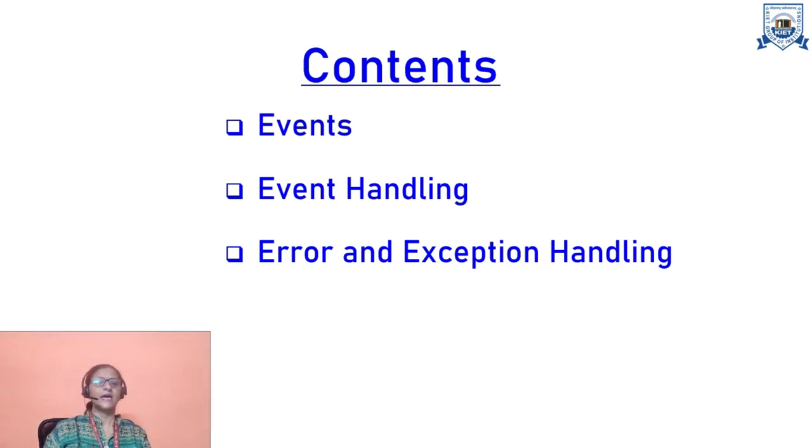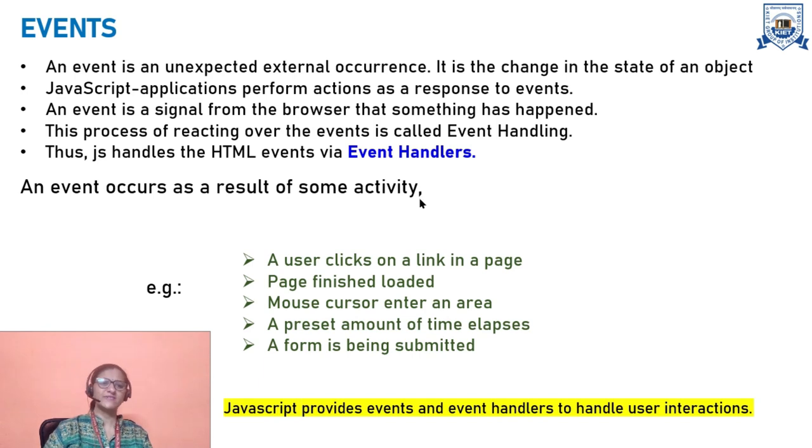Today, I'm going to cover the topic events, event handling, and error and exception handling. So let us start. What are events basically? They are any external occurrence. It is the change in the state of an object. Means if it is an off condition and if you push it, it becomes on. So on the basis of the push, the state of the object gets changed. This is called the change in the state of an object.